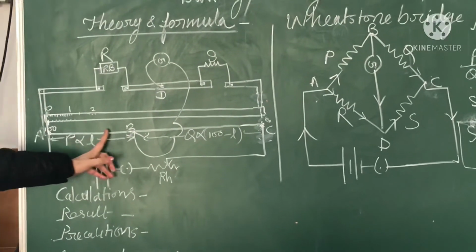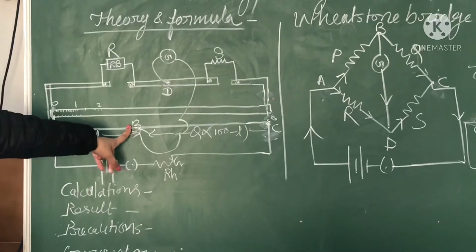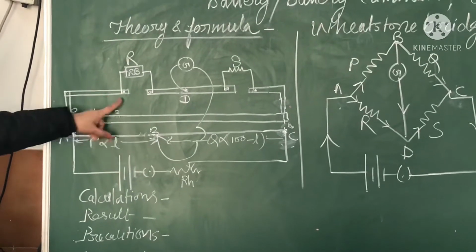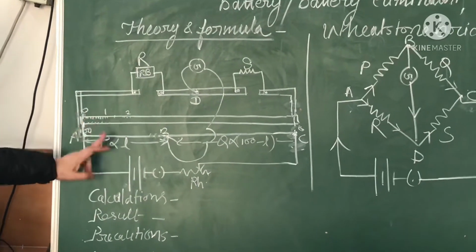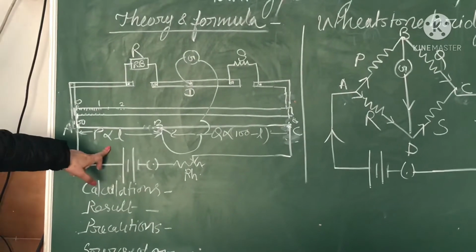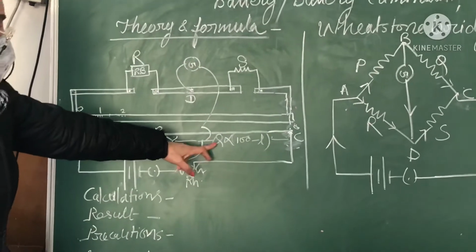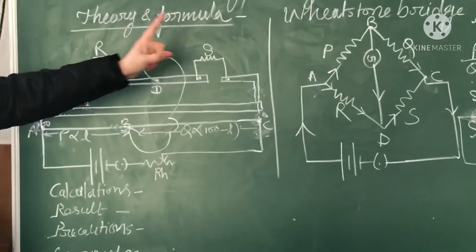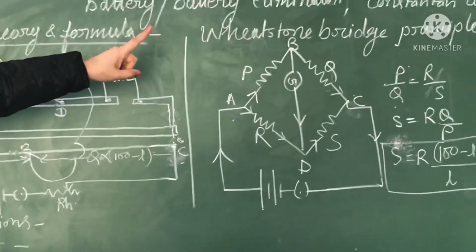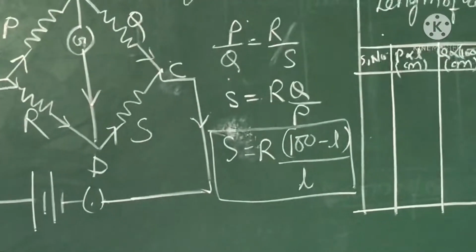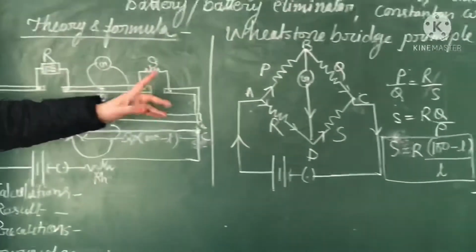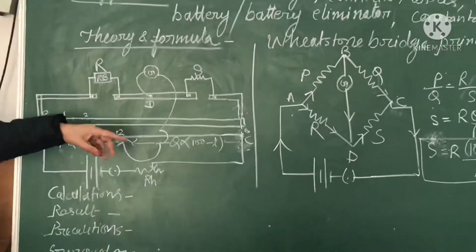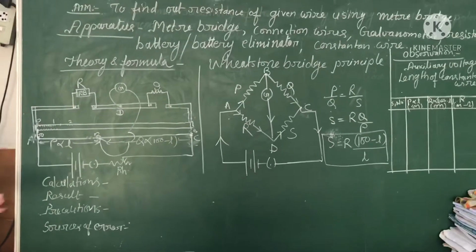We'll move the jockey over the wire, and inside the lab this null deflection point is at 20 centimeter. That 20 centimeter is the value of P, as P is proportional to L, and the remaining value of Q will be 100 minus L, meaning 80 centimeter. Then we will substitute the values in the given formula: S is equal to R times (100 minus L) upon L. We will repeat the same experiment for 2 ohm, 3 ohm. That means we have to take 5 observations.